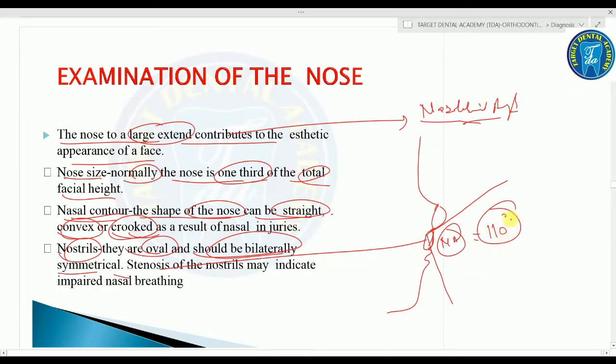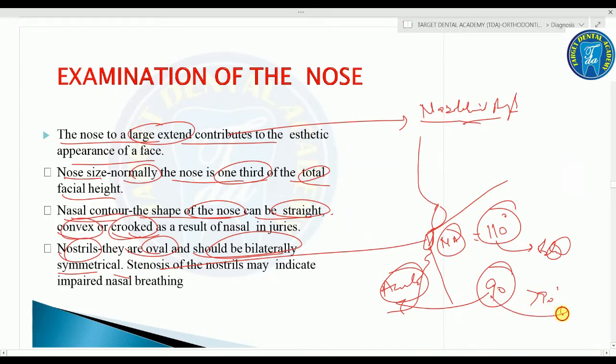If it is more than 110 degrees, the patient has an obtuse nasolabial angle. Normally it is 90 degrees. Fine. If the patient has less than 90 degrees, the patient has an acute nasolabial angle. If more than 90 degrees, the patient has an obtuse nasolabial angle. The acute nasolabial angle is always present in class 2 division 1 because of the proclination.